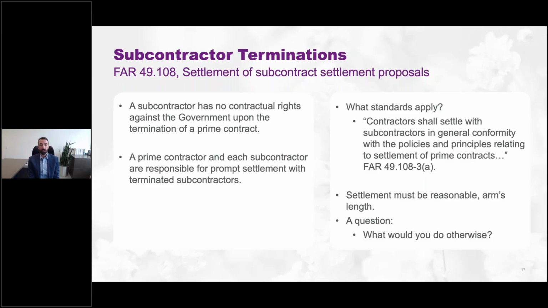Okay. But what standards apply to that? The FAR provides some guidance, which I have quoted here. The contractor shall settle in general conformity with the policies and principles relating to the settlement of prime contracts. General conformity with the same principles that apply to the prime. Okay. But you're, of course, going to be going through the lens of what is in your subcontract agreement, because the subcontracts are governed by state law. They're state law contracts, enforceable state law contracts, presumably, if you've got all the elements of an enforceable state law contract, which, in the typical case you would.